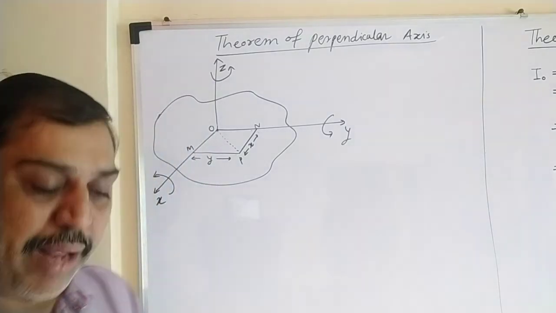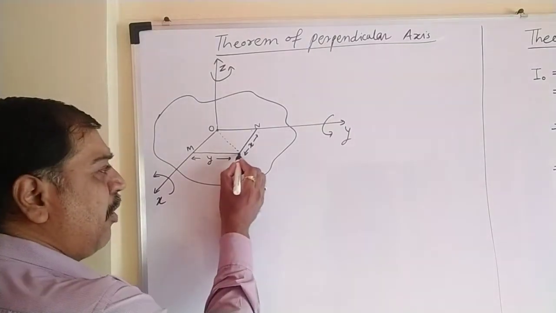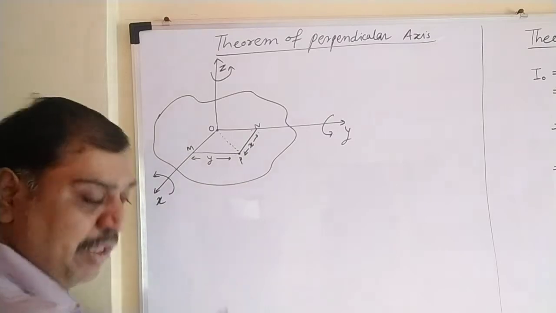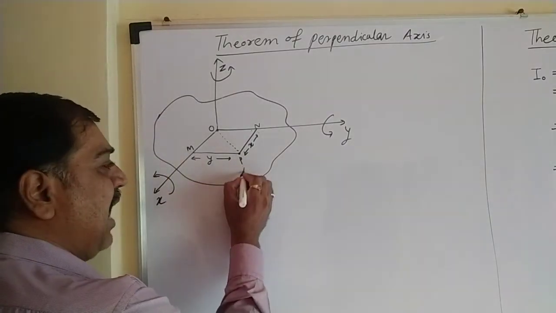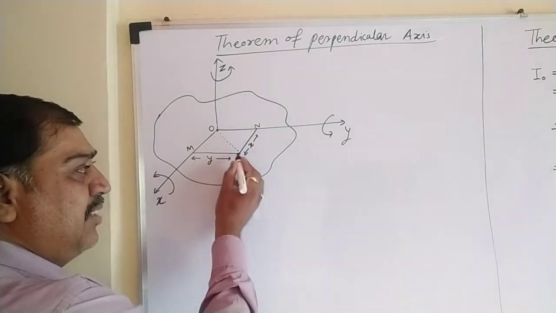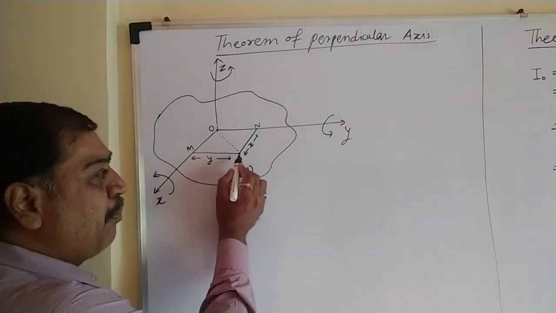Again we will see some parameters here. Let us consider any particle in the body, of some mass m, kept at a point p. Let's draw two perpendiculars from point p.